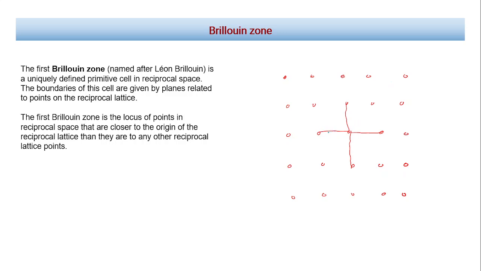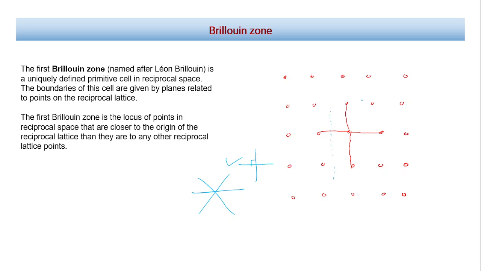Perpendicular bisector means in the middle, the line will be cutting this segment in the middle and it will be perpendicular to it. So it has to be in the middle and it has to be perpendicular. So something like this, not like this or anything else. So at the center we have to draw a perpendicular bisector.